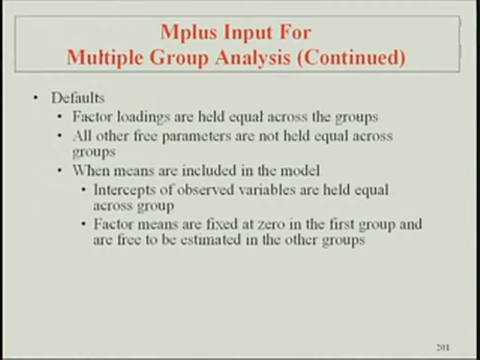So what are the defaults in Mplus for multiple group analysis? And we're talking now today, we have to remind ourselves, continuous outcomes. So the factor loadings are held equal across groups as the default. And all other free parameters are not held equal. And when we have means in the model, the intercepts are also held equal. The factor means are fixed at 0 in the first group and are free in the other groups. And that's for purposes of model identification.